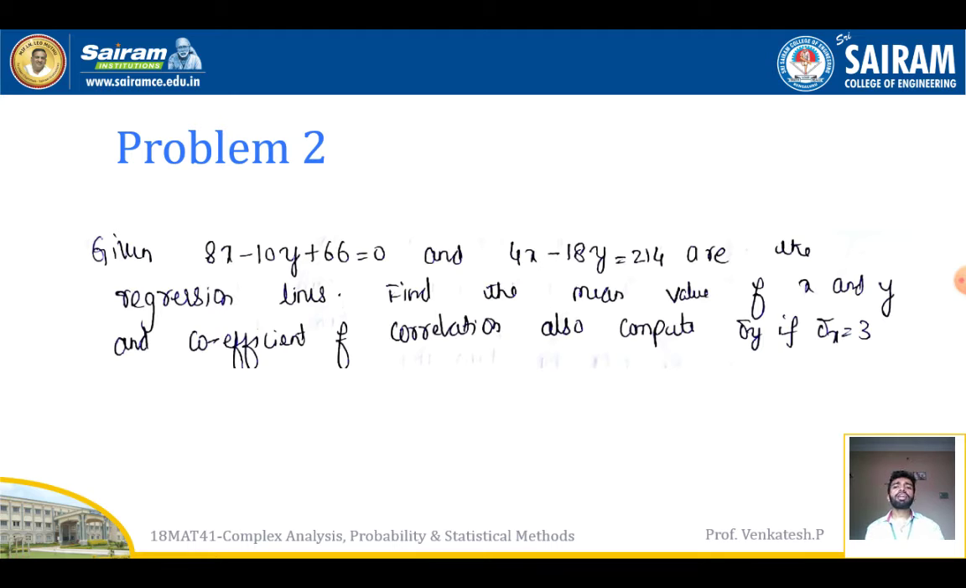Example number 2: given 8x minus 10y plus 66 is equal to 0 and 4x minus 18y is equal to 214 are the regression lines. Find the mean values of x and y and the coefficient of correlation. Also compute sigma y if sigma x is equal to 3.